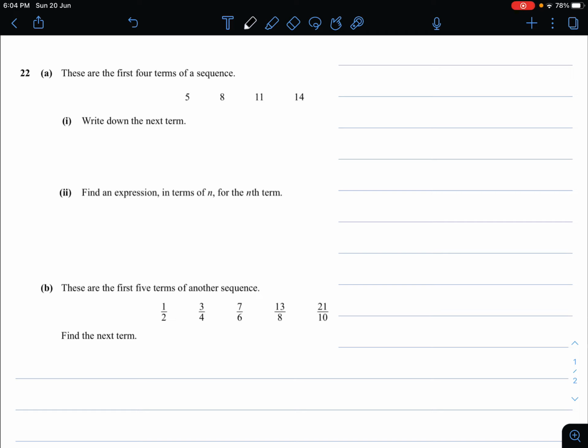Welcome to ANS Solver question 22a. These are the first four terms of the sequence. Write down the next term of the sequence. So your first step should be finding the common difference.